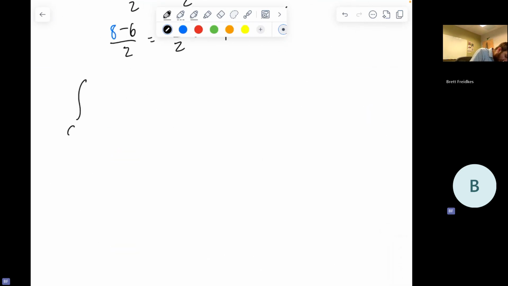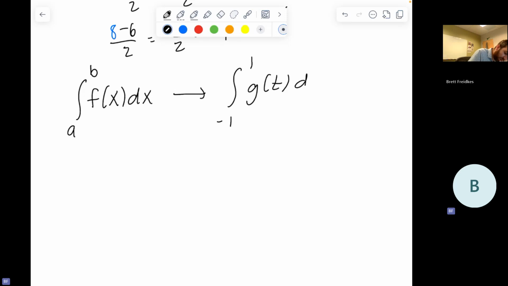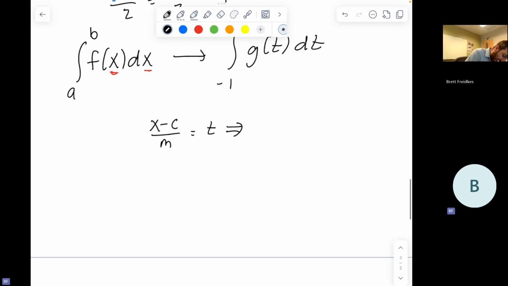But I still haven't converted this integral yet. So as I have this, I am now able to use -1 to 1, but I have to replace my function with this new variable t. And I just learned that x minus c over m is equal to t. So let's try to do some substitutions. I have this function of x here. Let's solve for x so we can substitute in what our function of t is ultimately going to be. If I multiply both sides by m and add c, I get that x is equal to mt plus c.